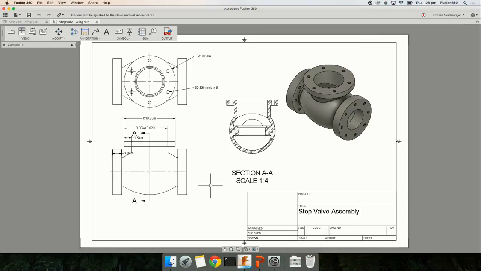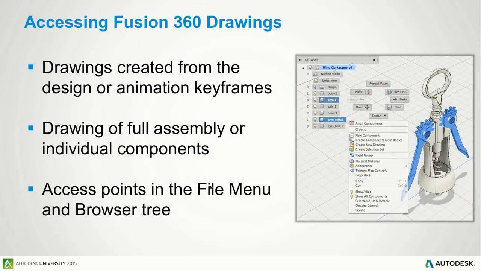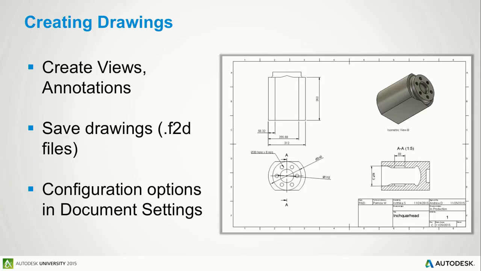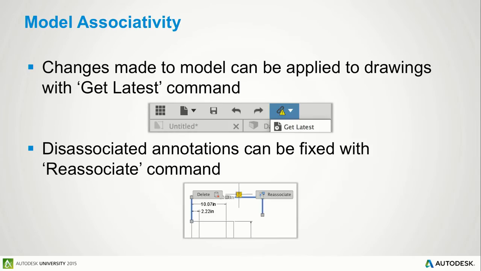Okay, so let's switch back to the slides now and see what we've done. So we just looked at how to access the Fusion drawings. We took a look at the user interface. If you're on a Mac, trackpad gestures will work too. Then we went into creating drawings and model associativity.